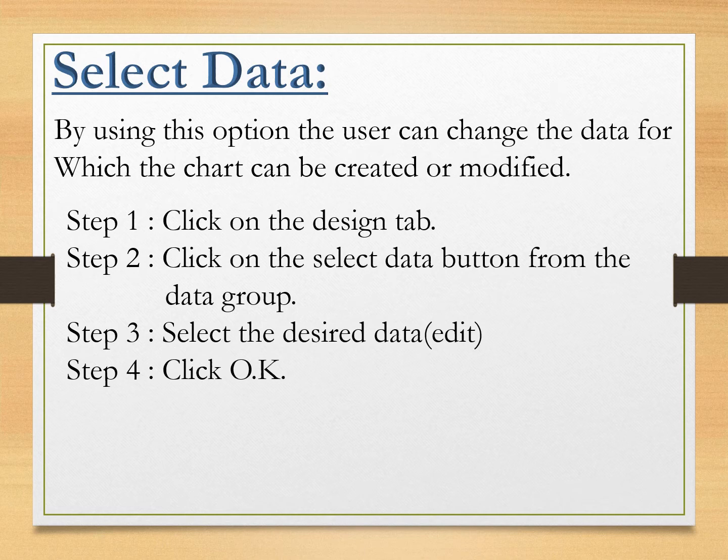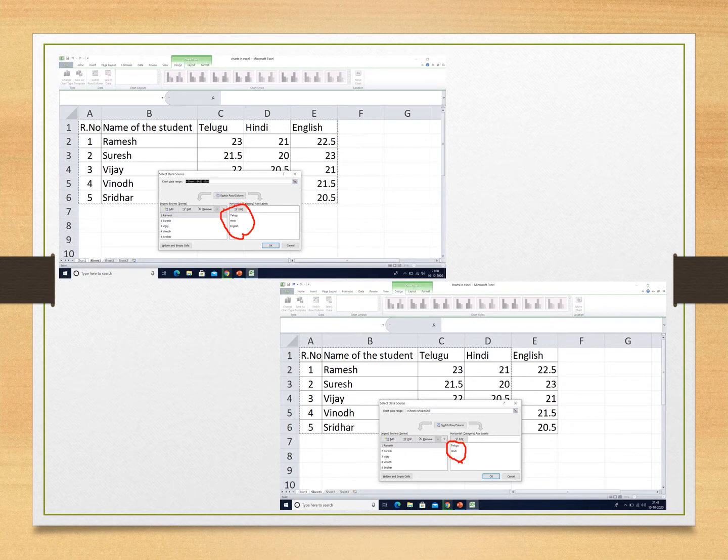But when it comes to select data, you can edit the data. Instead of selecting the 3 subjects, if you want to select the 2 subjects, you can select, or if you want to change the names of the students from 5 to 4 students, you can do it by using this select data option. Now let us see the steps. First, as usual, click on the design tab, then select the select data button from the data group, and next select the desired data, and last step click on OK. Now children, observe the picture here.